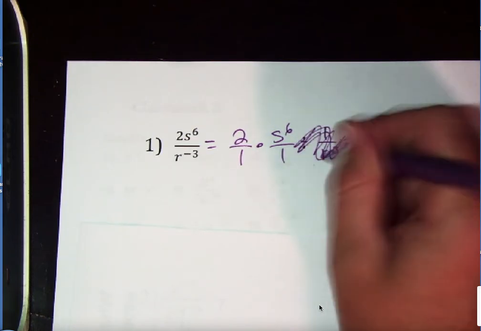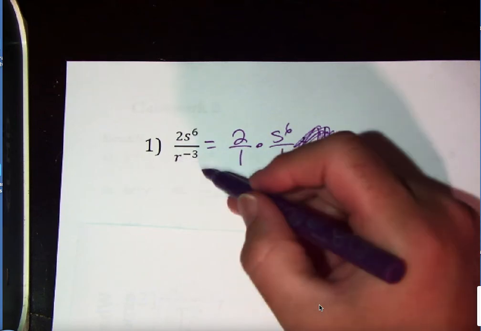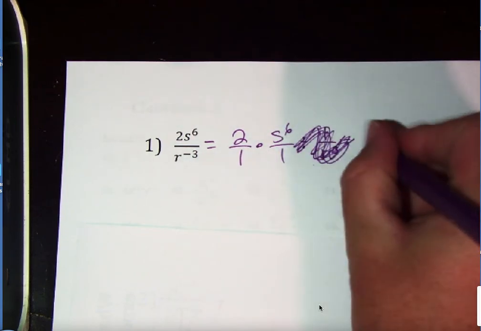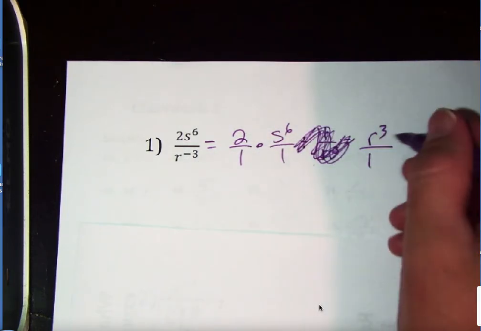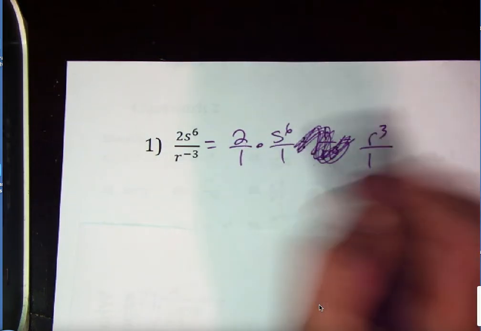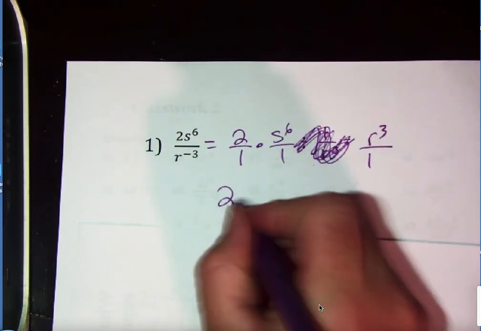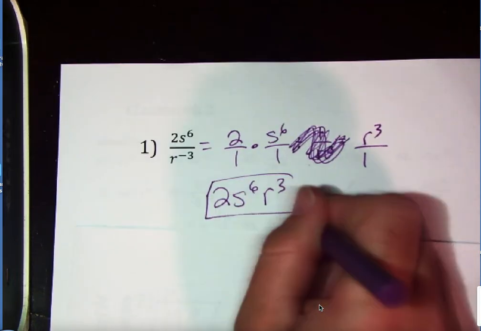What we're going to find is that this r to the negative third in the denominator is the same as r to the third in the numerator. So 2 stays, s to the 6th stays, and r to the third is going to shift up. So we get 2, s to the 6th, r to the third.